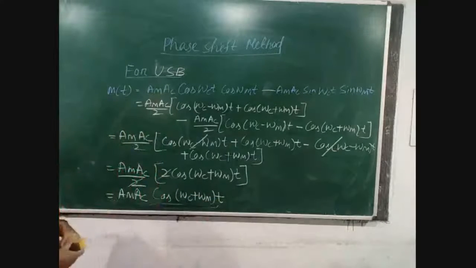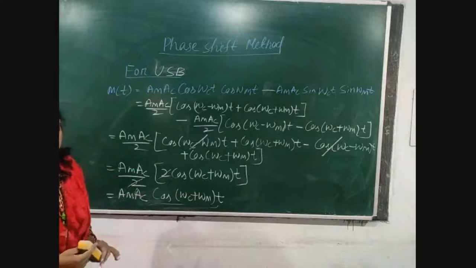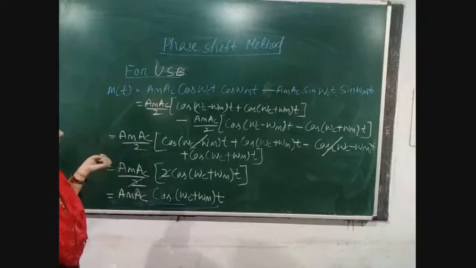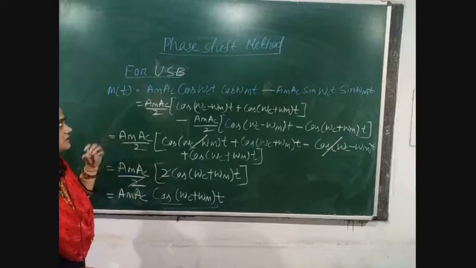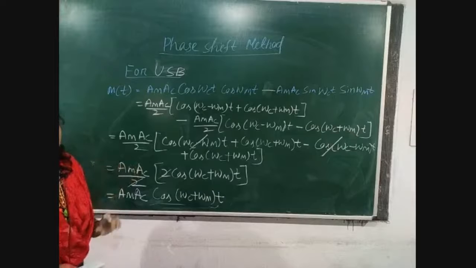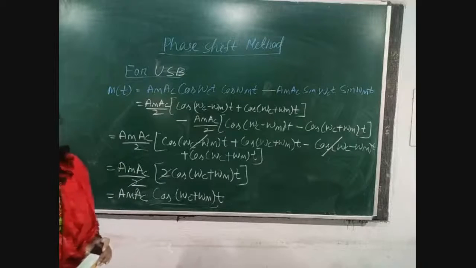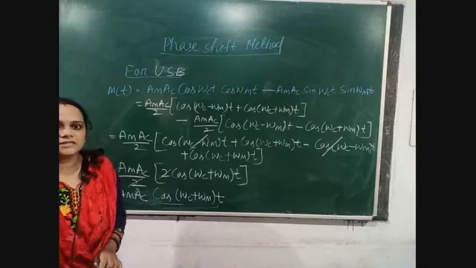As we know, the frequency ωc + ωm is the upper sideband. So by adding the two signals we get only the lower sideband, and by subtracting the outputs of the balanced modulators we get only the upper sideband. This is all about the phase shift method. In the next class we will discuss the demodulation process of the SSB-SC signal.